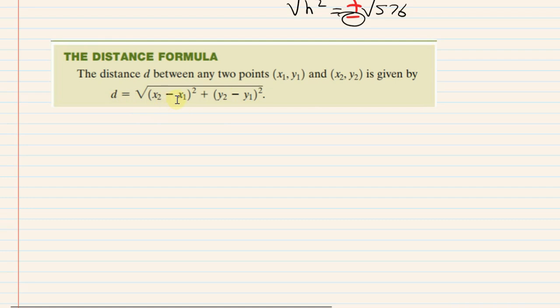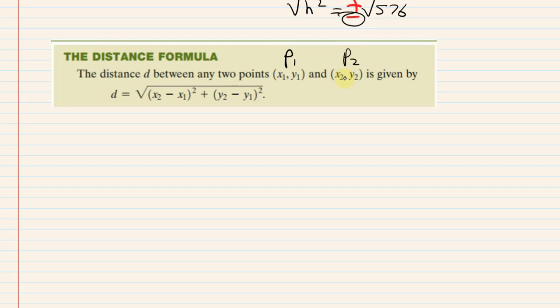So d is equal to the square root of x sub 2 minus x sub 1 squared plus y sub 2 minus y sub 1 squared. Now these subscripts are the coordinates of the first point and the second point, and that's why they are in the form that they are. So this is like my first point, that's my second point. Now let's see an example of this one.